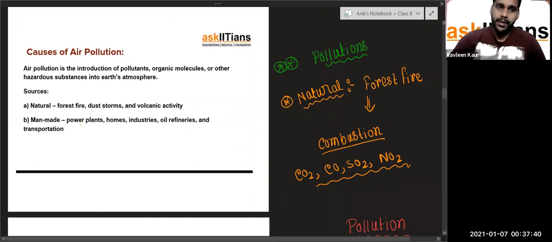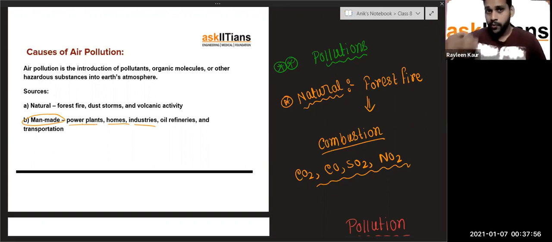Like the power plants, our homes, industries, different types of places. We are emitting so many pollutants that it is polluting both our air and the water as well. I think you have also heard about that. We are also polluting the sound as well, right? For that reason we have stopped using firecrackers in Diwali, right?